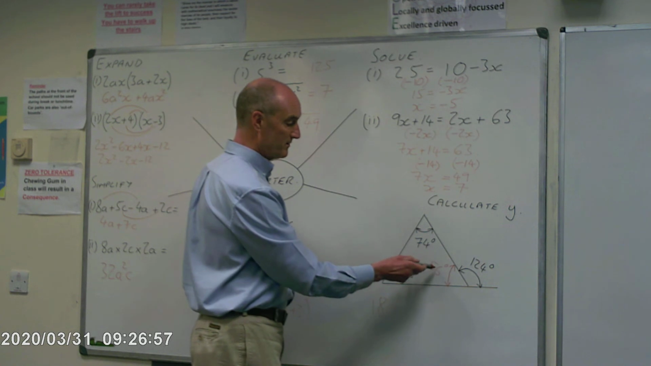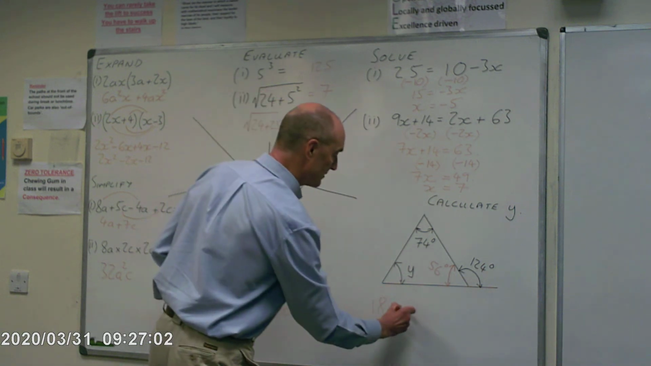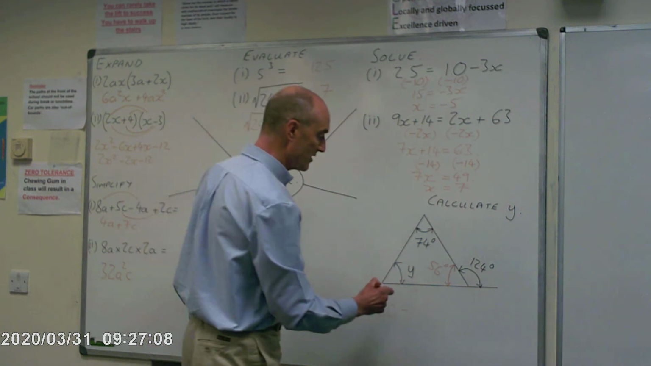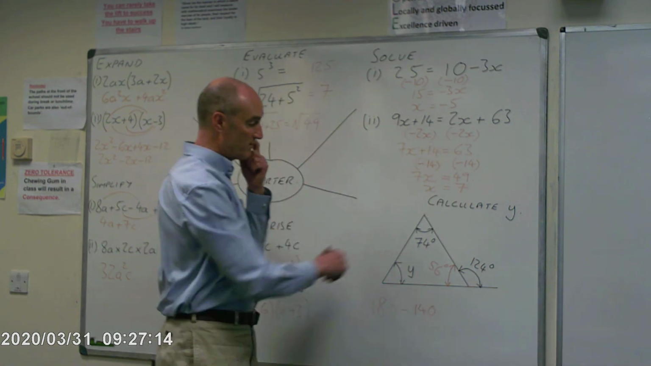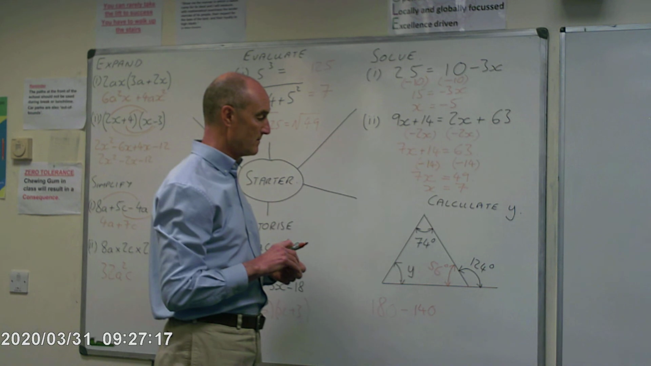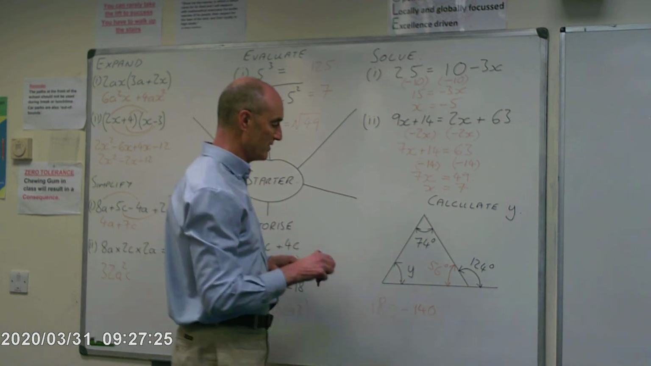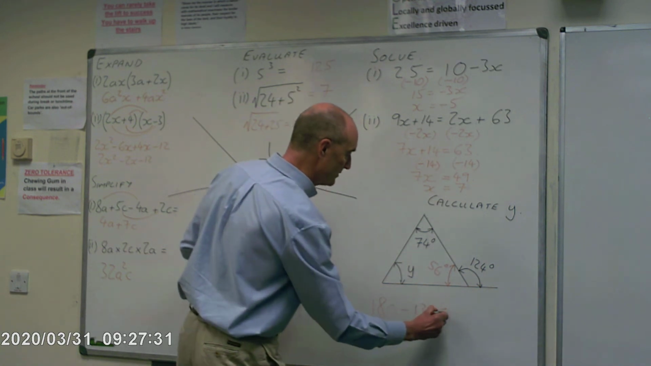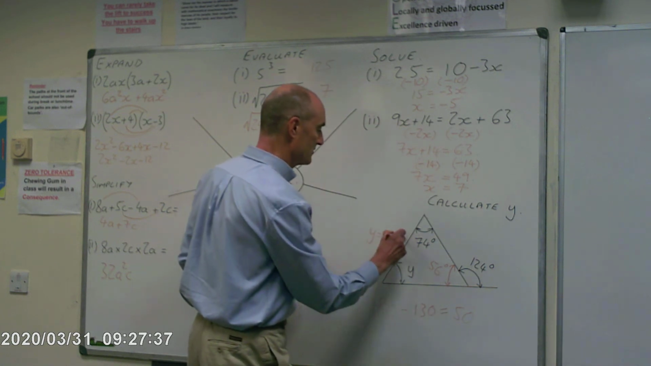We've now got 56 and 74 that we've used up. So what have we used up altogether? We've used up 140 degrees. 56 added to 74 would give us 140. Is that right? Not sure about that, hold on. That's 130 degrees we've used, isn't it? 130 degrees. And that'll give us 50, so y equals 50 degrees.